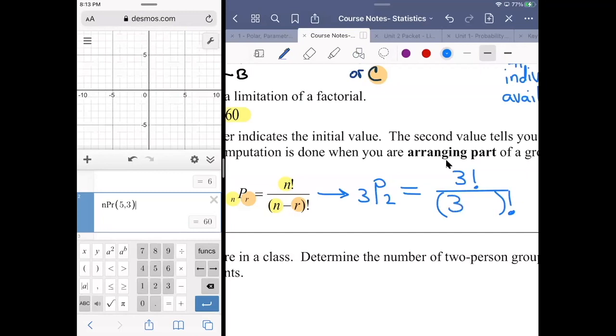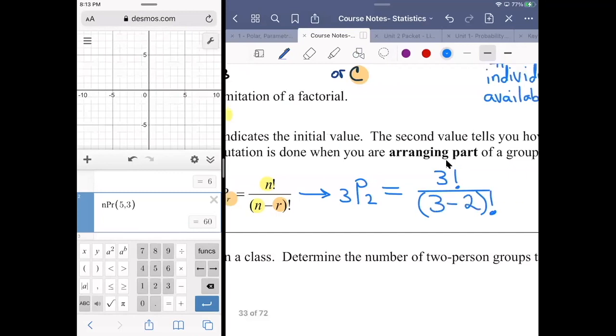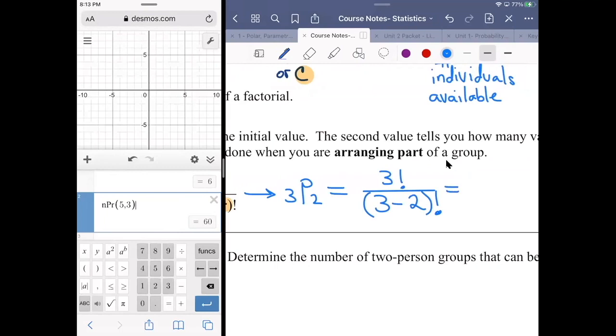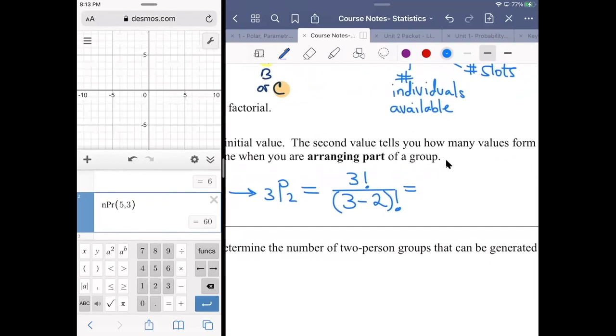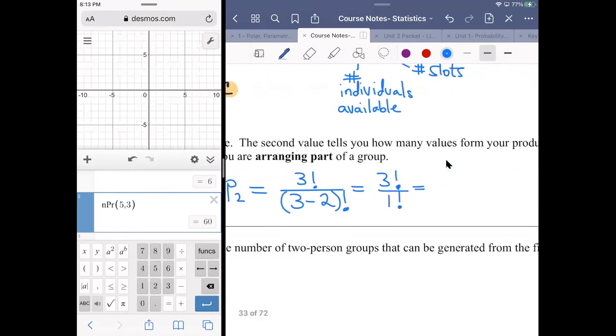So 3 minus 1. I'm sorry, 3 minus 2. This technique relies on you having a sense of factorials, but that shouldn't be a problem. Factorial is the easy part of this. So 3 factorial over 1 factorial. 3 factorial is 3 times 2 times 1. 1 factorial is just 1. So 6 over 1 is 6.